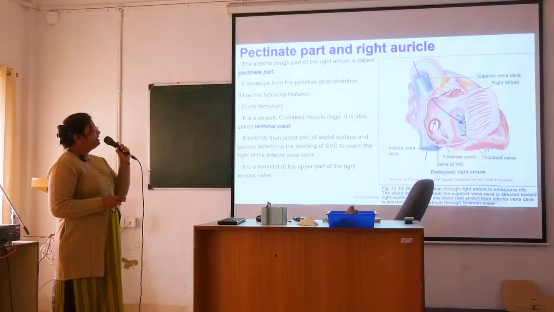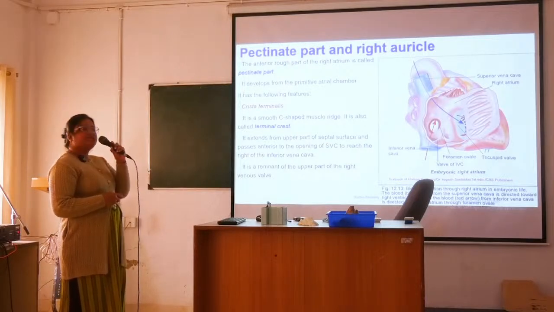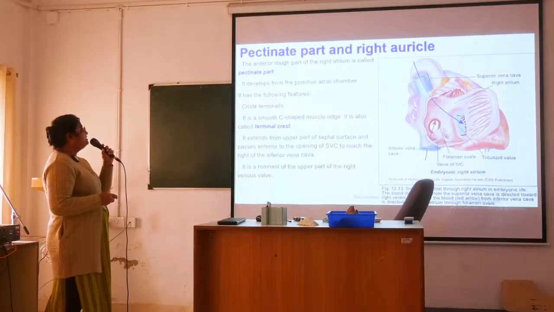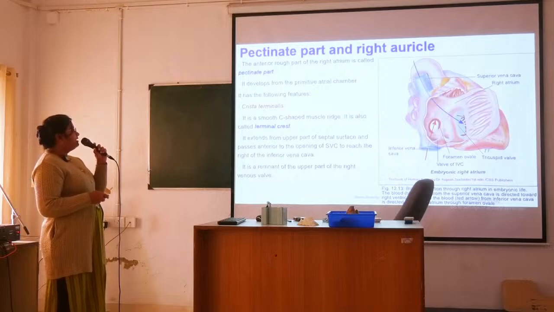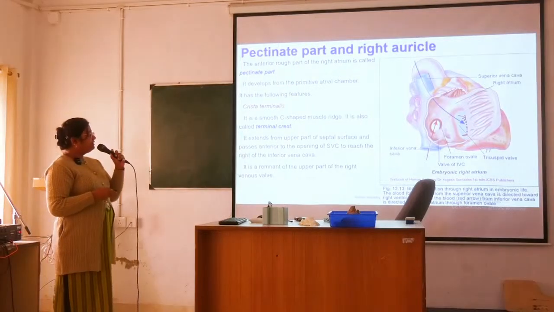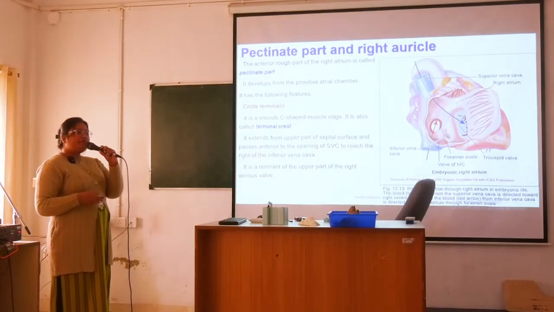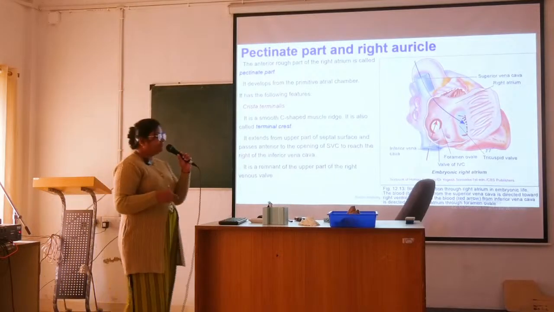So there is a crista terminalis, which is a smooth C-shaped muscular ridge. Here is the crista terminalis, and it is also called terminal crest. It extends from the upper part of the septal surface here and passes anterior to the opening of the superior vena cava to reach the right of the inferior vena cava. Along this margin, this crista terminalis was lying. It is a remnant of the upper part of the right venous valve. Okay, this development part you have to read.